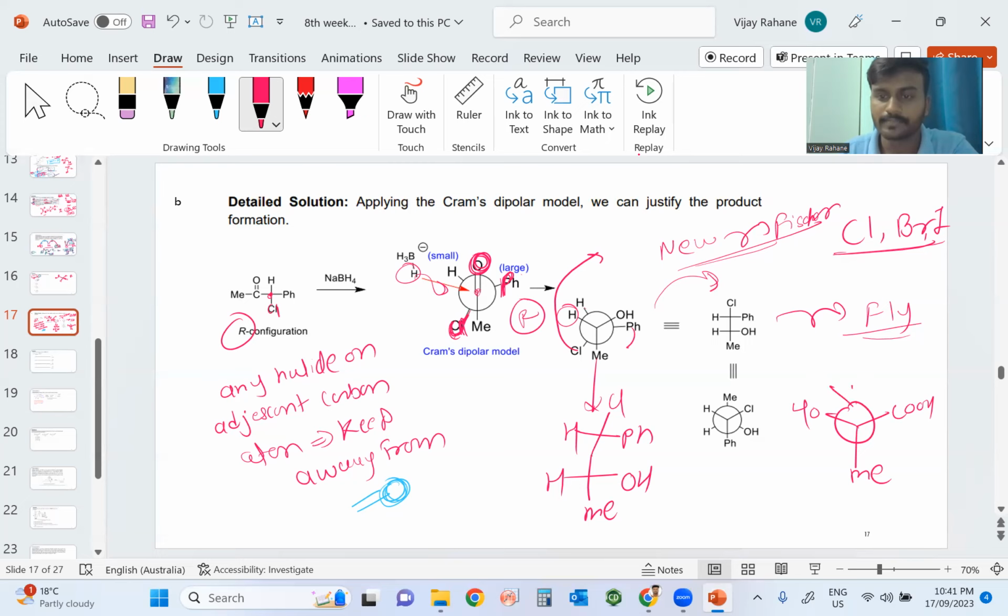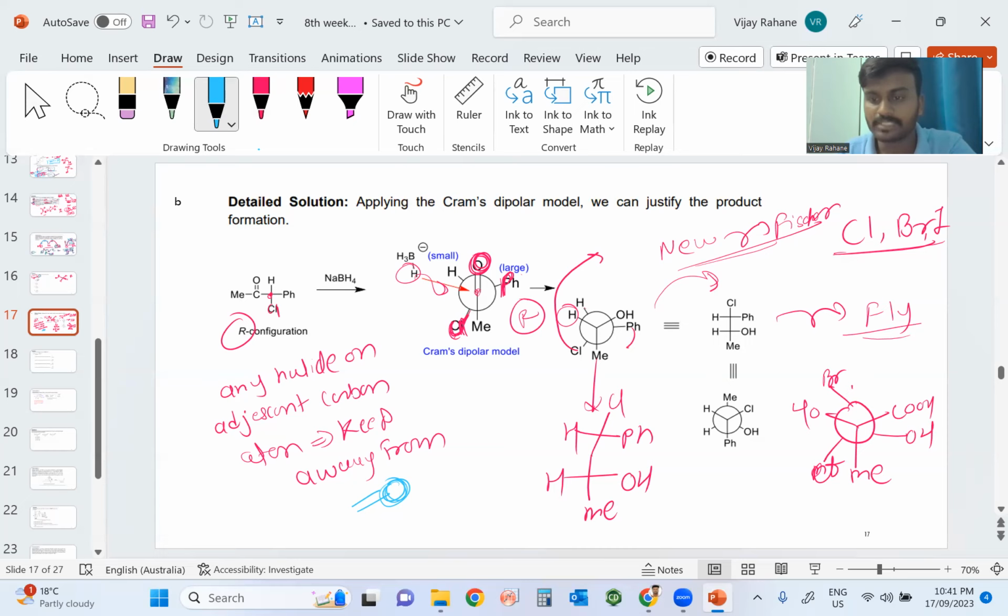Let's say there is a bromine atom, there is a hydroxy group, and there is a methyl group, and an ethyl group. So in this example, if I have to convert it into the Fischer projection formula, how will I convert this one?